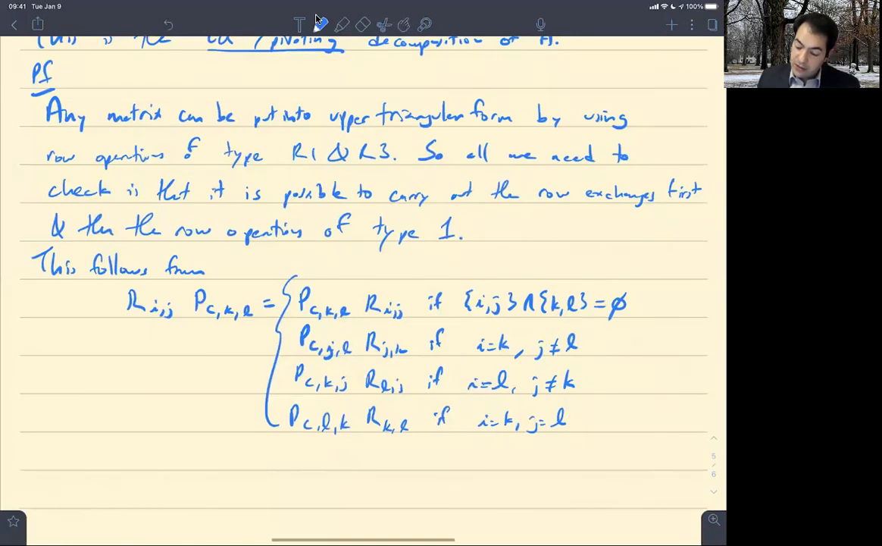And I'll let you check these, of course, very quick and easy to check. But notice that in every case, you end up with P before R. Okay, and that's all we need to check. Perfect. So we will stop there for today and pick it up there next time.